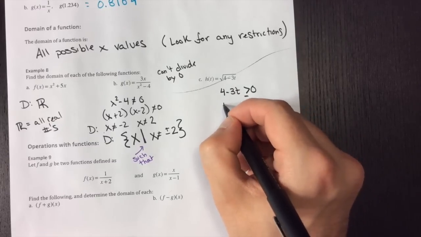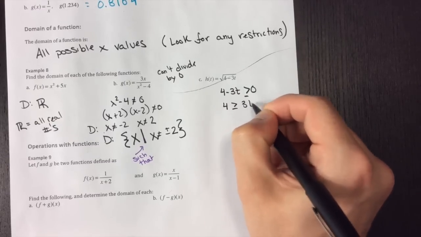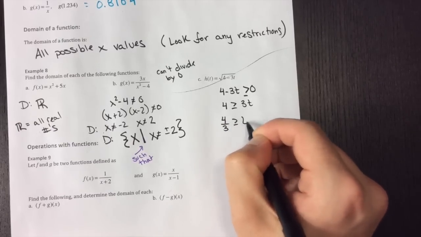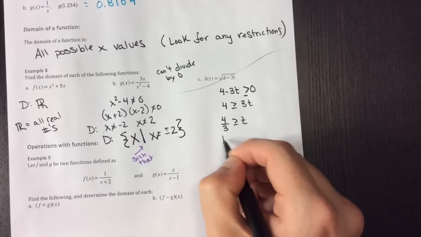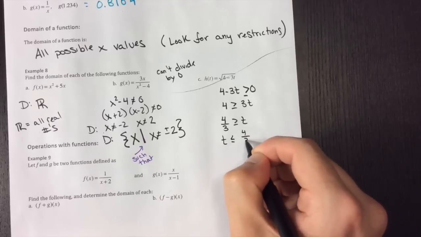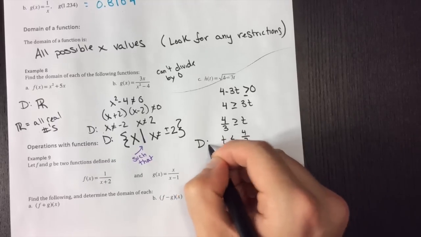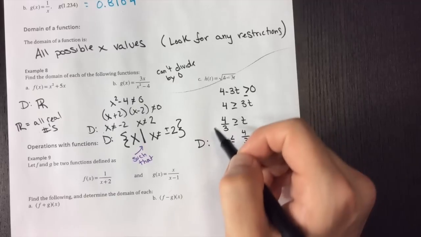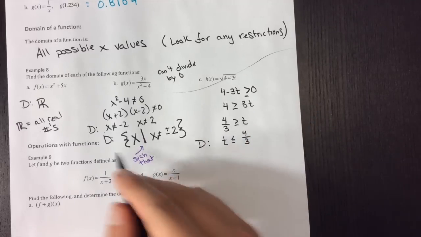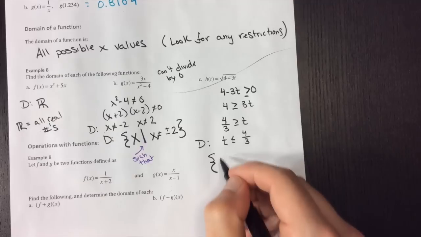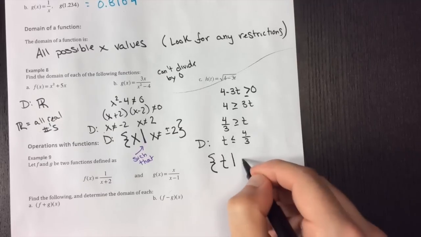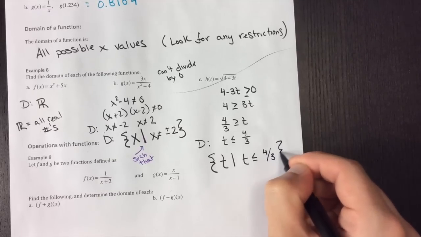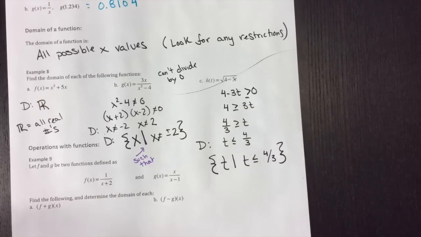So what I'm going to do is add 3t to the other side, divide by 3. So this says 4/3 is greater than or equal to t, or t is less than or equal to 4/3. That's my domain. If I'm not a number smaller than 4/3, this is going to make it negative. Likewise, just to reiterate, our domain would be t such that t is less than or equal to 4/3.